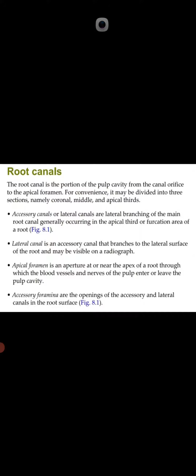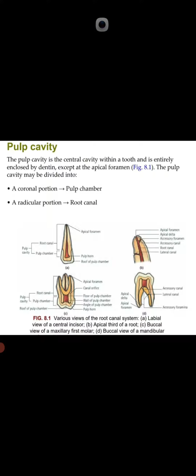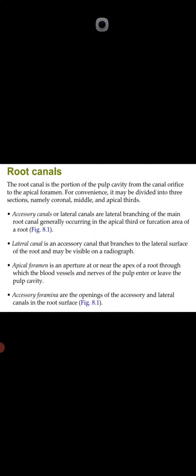Next, the lateral canal is an accessory canal that branches to the lateral surface of the root and may be visible on radiograph. Next is the apical foramen. The apical foramen is the opening at the apex of the root through which nerves and blood vessels pass. This is the apical foramen.